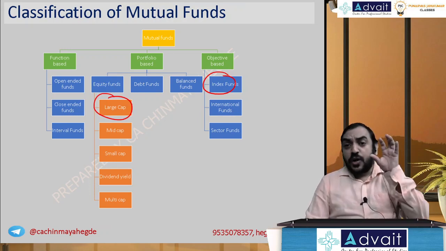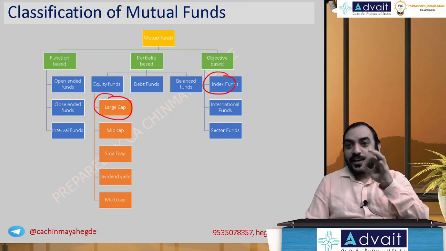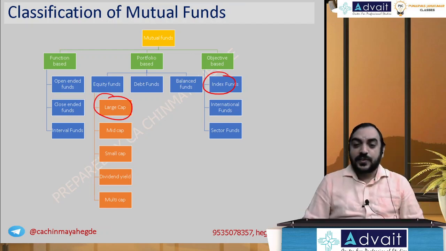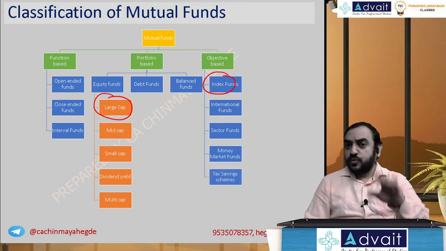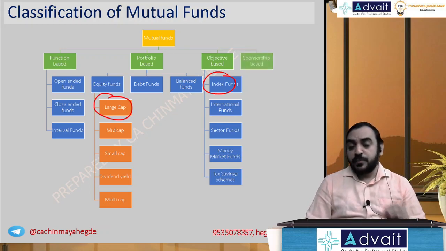Sector funds, we have Tiger Fund. There's one mutual fund called Tiger. Tiger means T for traveling, E for entertainment, R for real estate. They invest in various sectors. We have pharma mutual fund, those who invest only in pharma companies. So sector specific funds are also there. Money market funds invest only in money market instruments. Tax saving scheme, ELSS, I already told you. Lock-in period will be there.